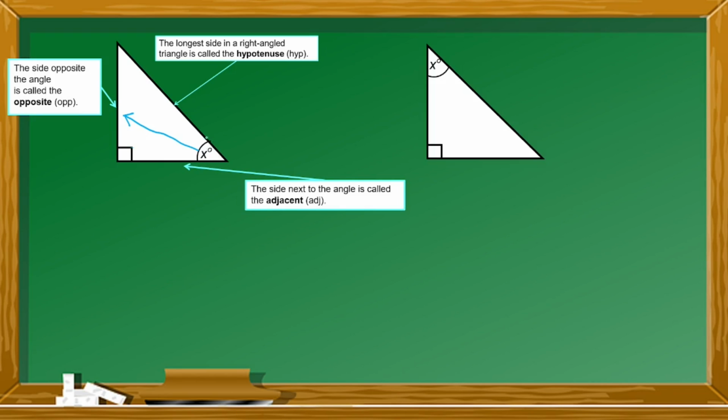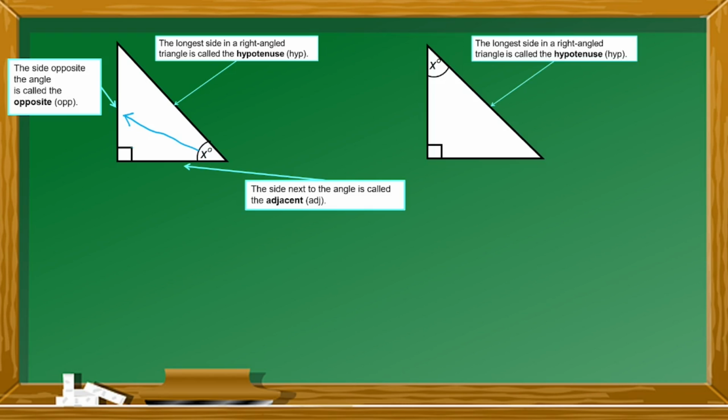So the hypotenuse is the longest side. The side opposite to the given angle is called the opposite side, and the side that is immediately beside, or next to, the given angle is called the adjacent side. So go ahead and identify the sides of this right angled triangle. We see that the given angle is at the top right here. Which of the sides would be the hypotenuse, the opposite, and the adjacent?